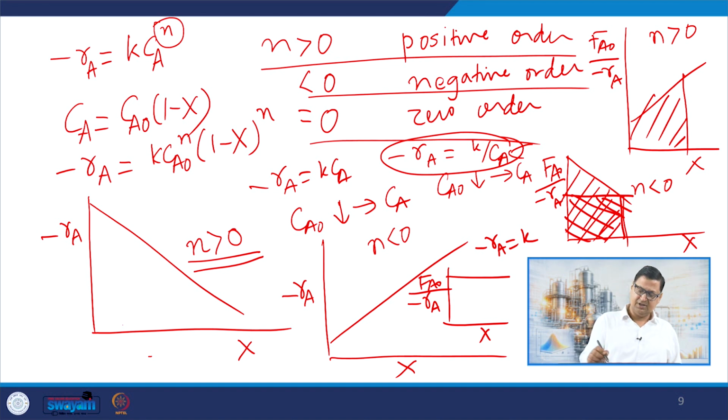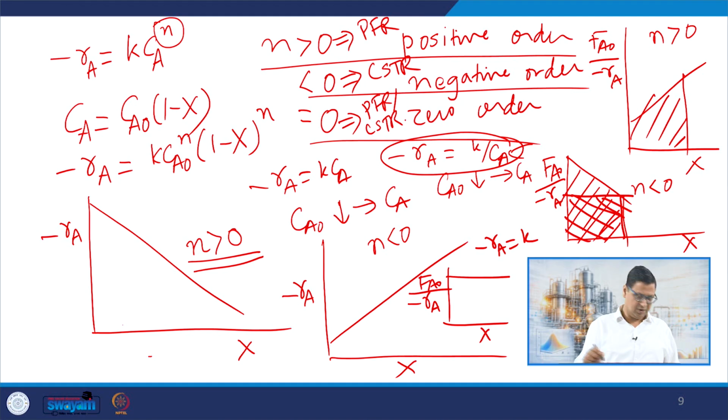To conclude, for n greater than 0, we have to prefer a PFR. For n less than 0, we have to prefer a CSTR, and for n equal to 0, it does not matter, we can use either a PFR or a CSTR.